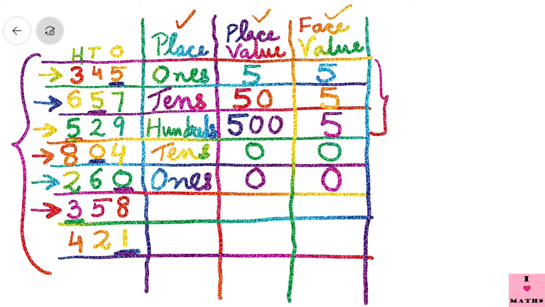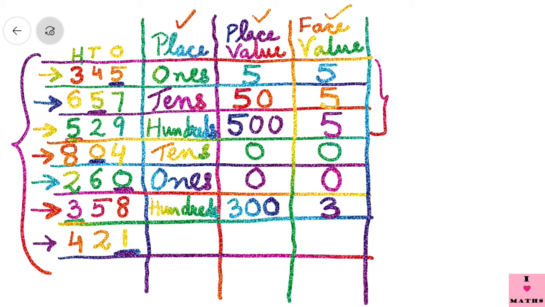In this number 358, 3 has been underlined, and 3 is standing at hundreds place. So the place of 3 is hundreds. The place value is 300. Why? Because it is standing at hundreds place, so value is 300. And the face value is 3, because 3 looks like this.